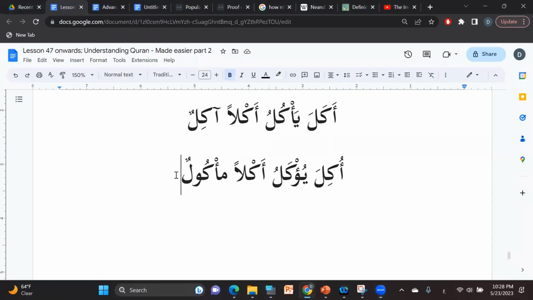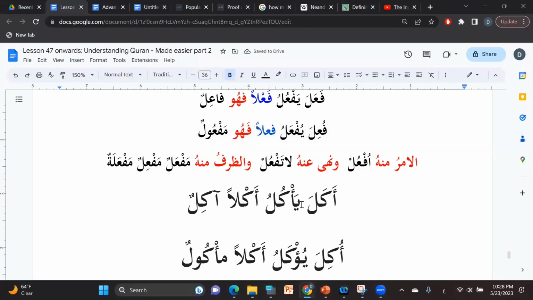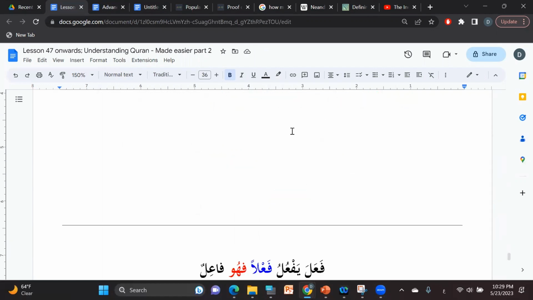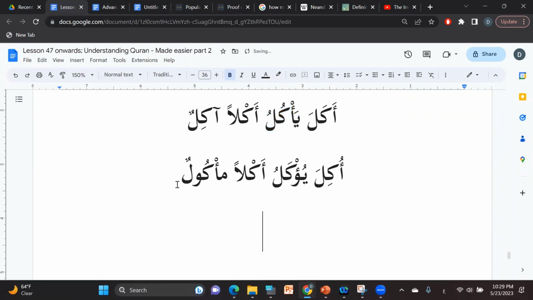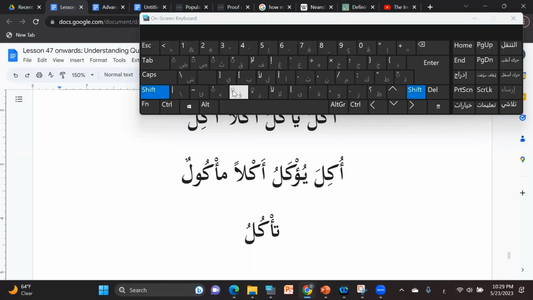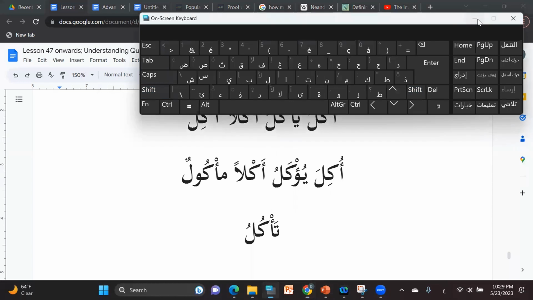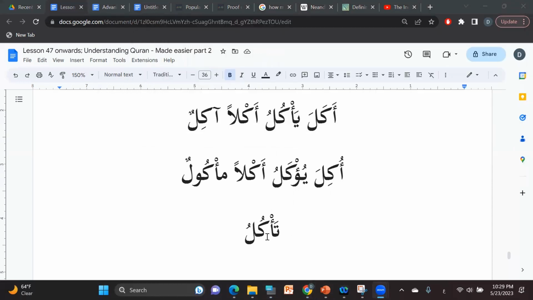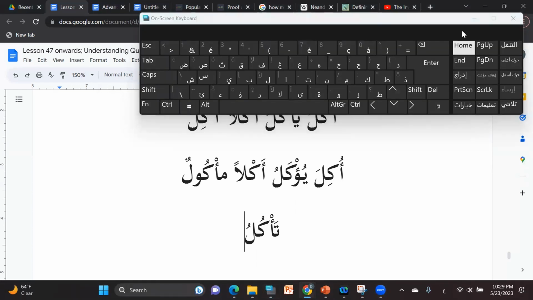Okay. Now, what do we do for commanding? For commanding, we take the anta form of the present tense, right? Let me write here. Anta form. Instead of ya, we write ta. Okay? Ta'kulu. When we make it commanding, first we remove the ta and make it the lightest.